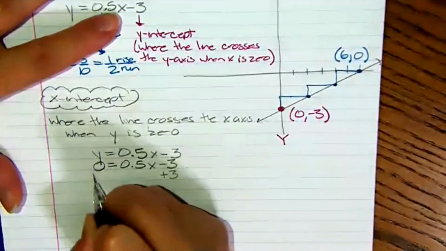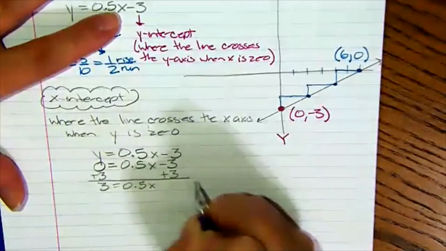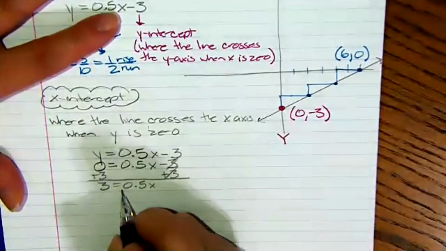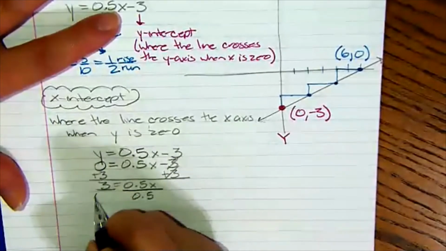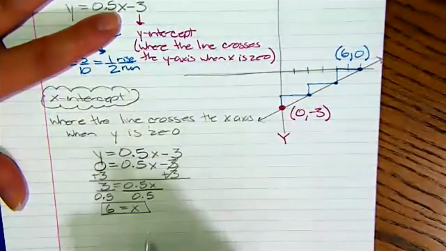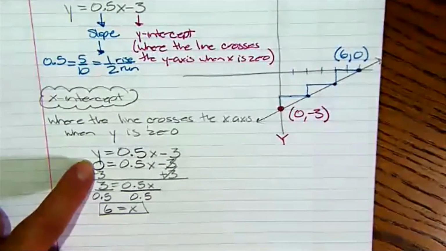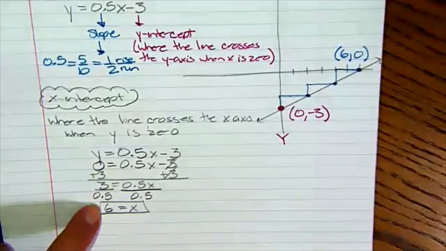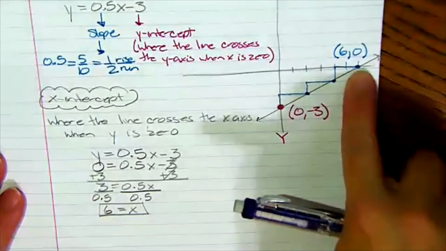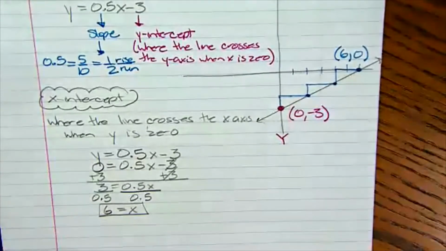So we're going to add 3 to both sides. 3 equals 0.5x, those cancel. I need to isolate x, get x by itself, so I'm going to divide by 0.5. 6 equals x. Oh, would you look at that? X equals 6. When y is 0, x equals 6. And that confirms what we did with our graph here. When y is 0, x is 6.